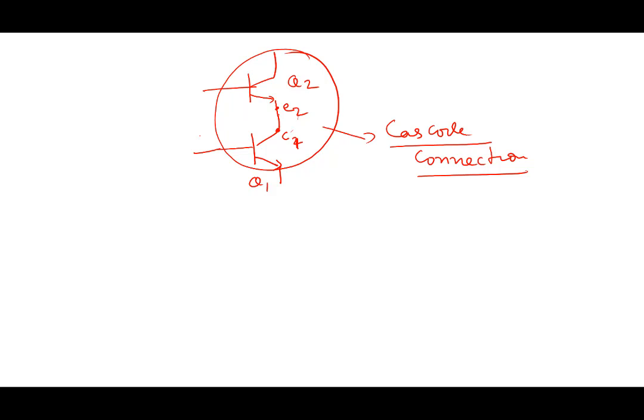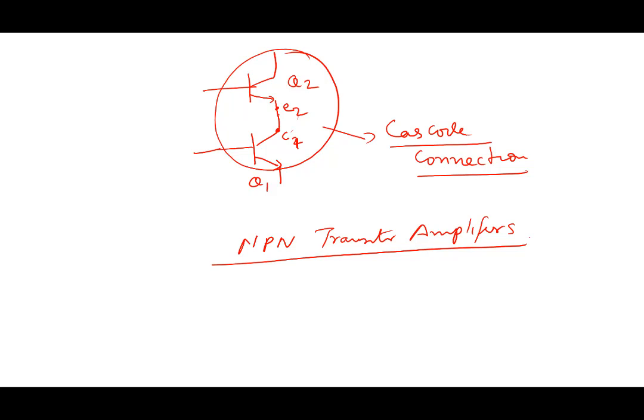Alright, so far what we have done is we have looked at all NPN-based transistor amplifiers. This is NPN, but we know there is another transistor available, which we draw like this. Should we not use PNP? Is PNP better than NPN?